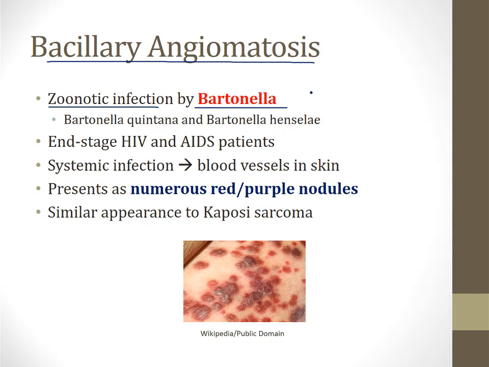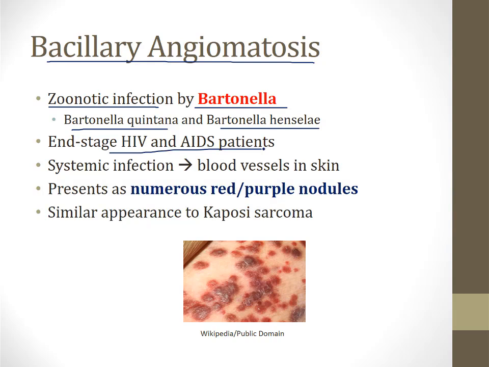There are two types of Bartonella that usually cause infection in humans. The first is Bartonella quintana. The second is Bartonella henselae. And patients who develop bacillary angiomatosis have to be severely immunocompromised. Classically, it occurs in end-stage HIV or AIDS patients.